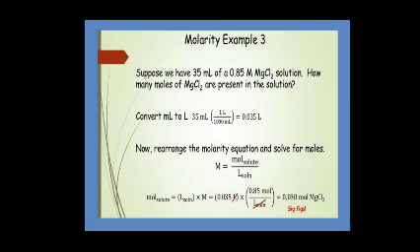Molarity 0.85 M into volume of solution 0.035 liters. So number of moles is 0.03 moles of magnesium chloride. The 0.03 moles of magnesium chloride particles are present in 35 ml of 0.85 M solution.